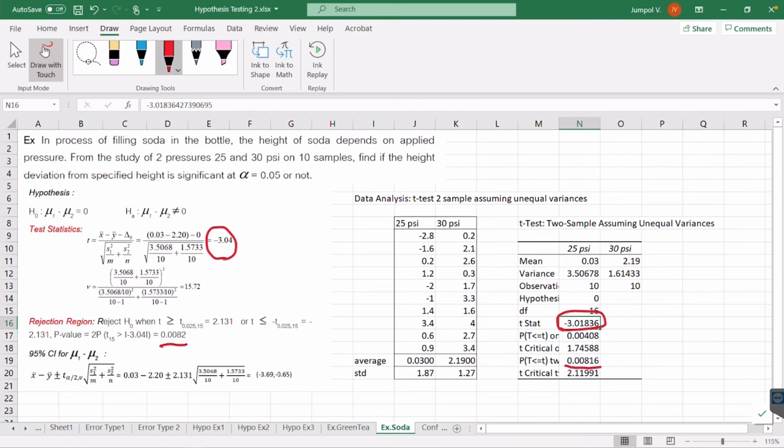Actually, Excel will be more accurate because we don't have to round the numbers or anything to make it look easier to see. So we can conclude that we reject H0 here.